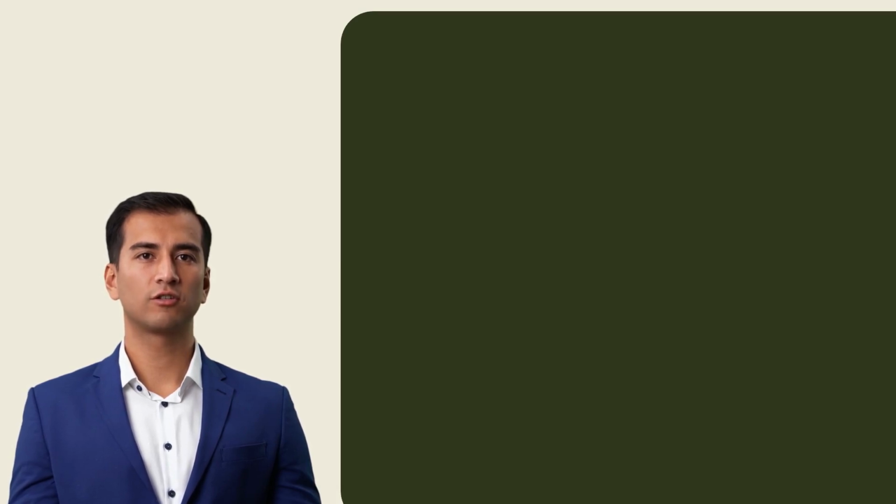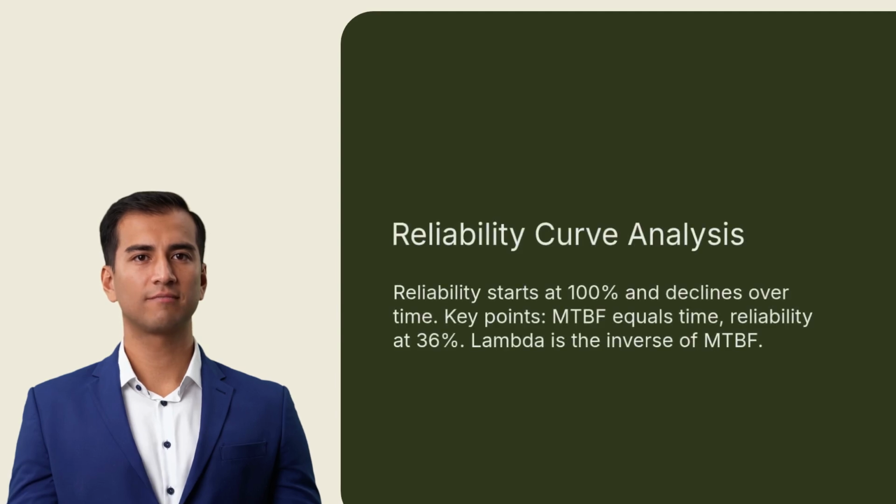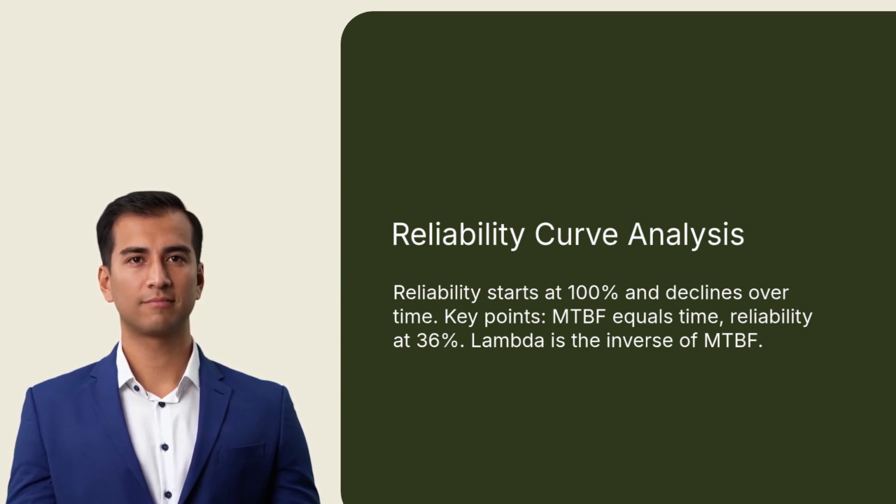The reliability curve starts at 100% and declines over time. Critical points include when time equals MTBF, where reliability is just over 36%. The failure rate, represented by lambda, is the inverse of MTBF. For example, a motor with a 1,440-hour MTBF has a lambda of 0.694. Setting preventive maintenance intervals using the reliability curve ensures optimal performance.